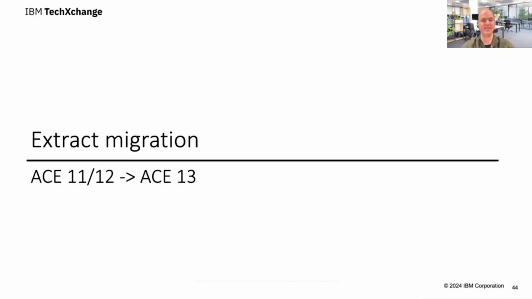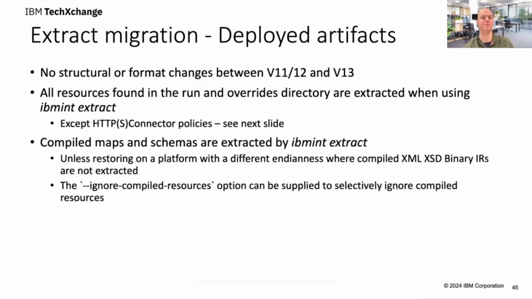So we've got a couple of slides here just about extract migration. Because there were no real differences between 11, 12, and 13, the extract migration really just copies stuff out from the backup into the new locations. It also copies out things like the compiled schemas and maps. You can choose to ignore those if you want when you run the extract migration.